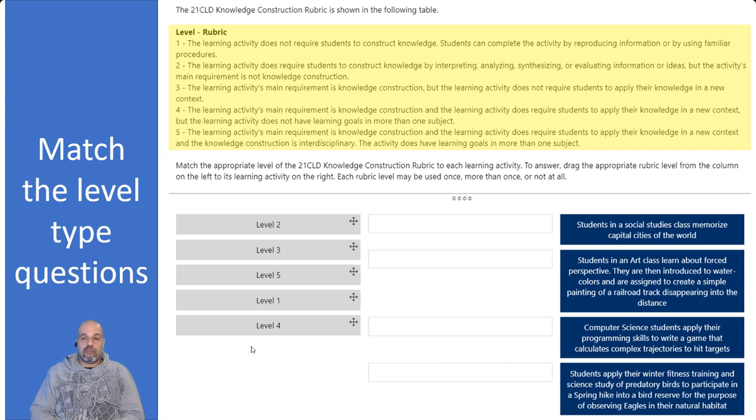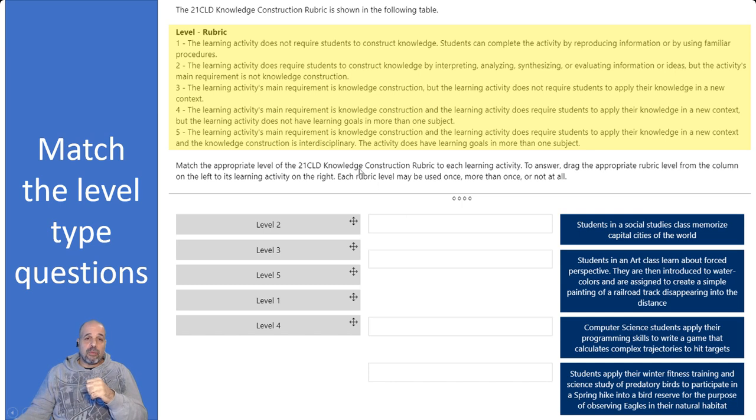Match the level type of questions. Here we've got 4 different types of explanations. You can see up here, it gives you the rubric in this one. I've highlighted it yellow. So in this particular one, it actually gives you the rubric. But see how much time it's going to take you if you're learning the rubrics now, or you can't remember them, to read through these, to analyze and see which level each one of these statements falls in. That's going to take you a long time. So this is what I'm saying. Even if it does give you the rubrics at the top, not very helpful.